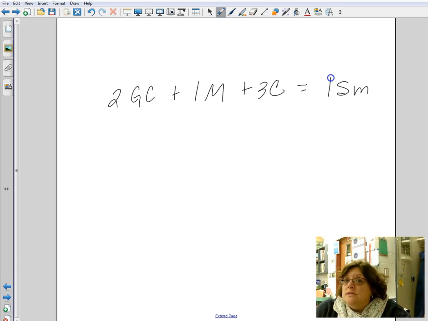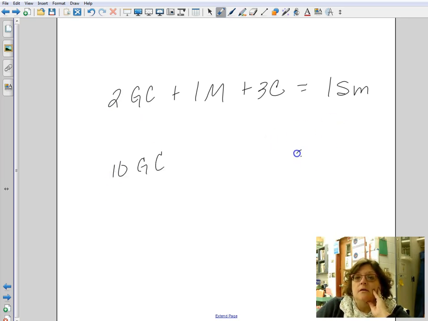So stoichiometry is simply ratios. And for whatever reason, when I do food, everybody gets it. As soon as I start throwing elements in, nobody gets it. But stop and think. If I have 10 graham crackers, how many s'mores can I make? Well, 2 is going to make 1. 10 is going to make 5. How did you do that in your head?